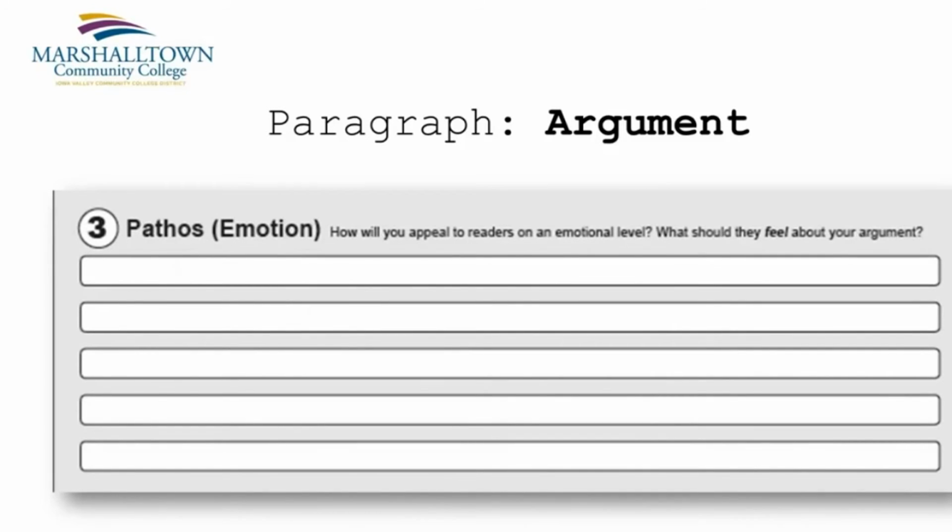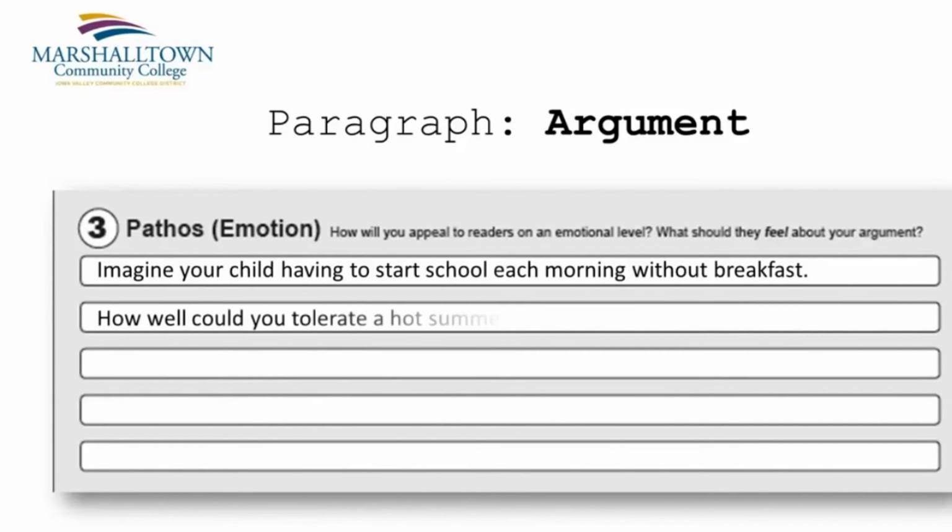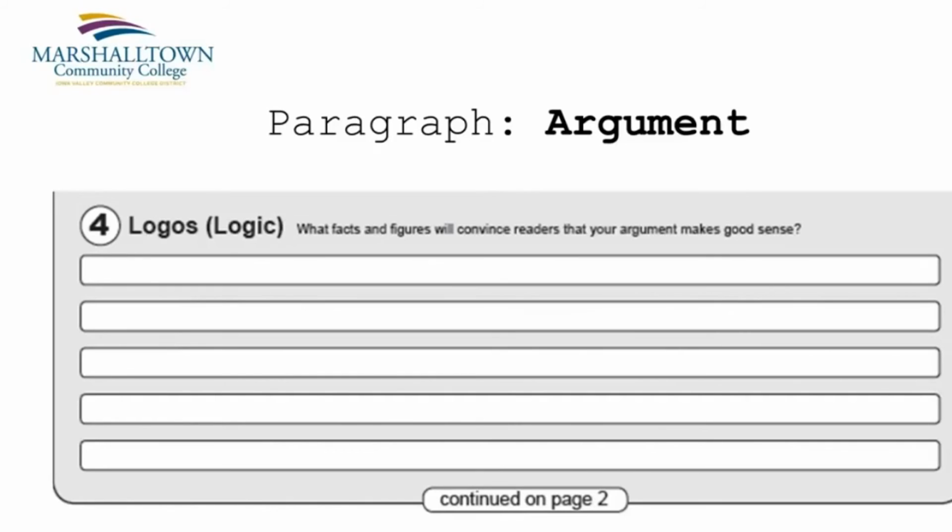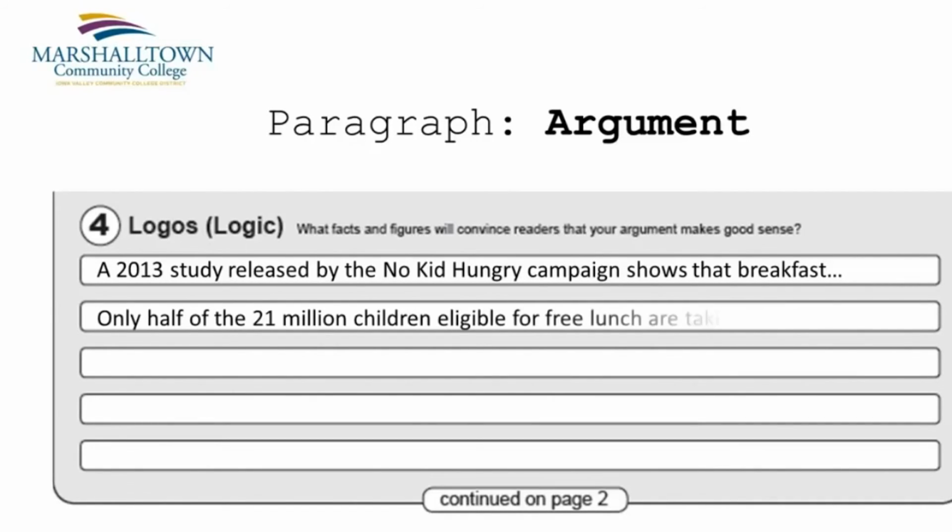Under the category of pathos, I might use the following sentences to get an emotional response from my readers. For example, imagine your child having to start school each morning without breakfast. Or, how well could you tolerate a hot summer day without air conditioning or a fan? Under the category of logos, I might use the following sentences to convince readers that my argument is logical and makes good sense. A 2013 study released by the No Kid Hungry campaign shows that breakfast helps students learn. Only half of the 21 million children eligible for free lunch are taking advantage of that federal program.